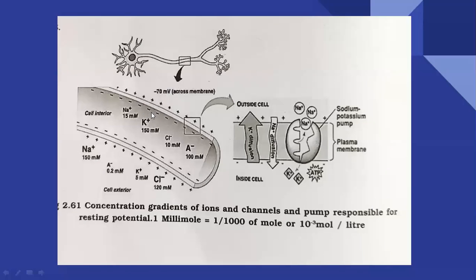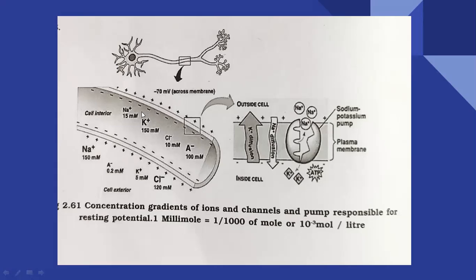The changes in these potential conditions are due to the traveling of sodium and potassium ions across the membrane. At some time, sodium ions enter the cell and potassium ions go out of the cell. And later, potassium ions again enter the cell and sodium ions go out of the cell. So these two ions, sodium and potassium, play a very, very important role in generating action potentials and again reinstating the resting potential.